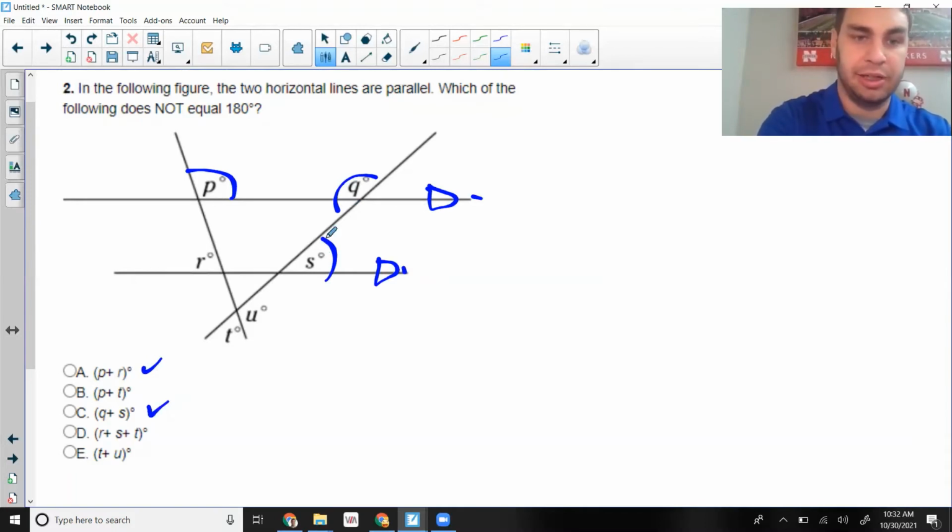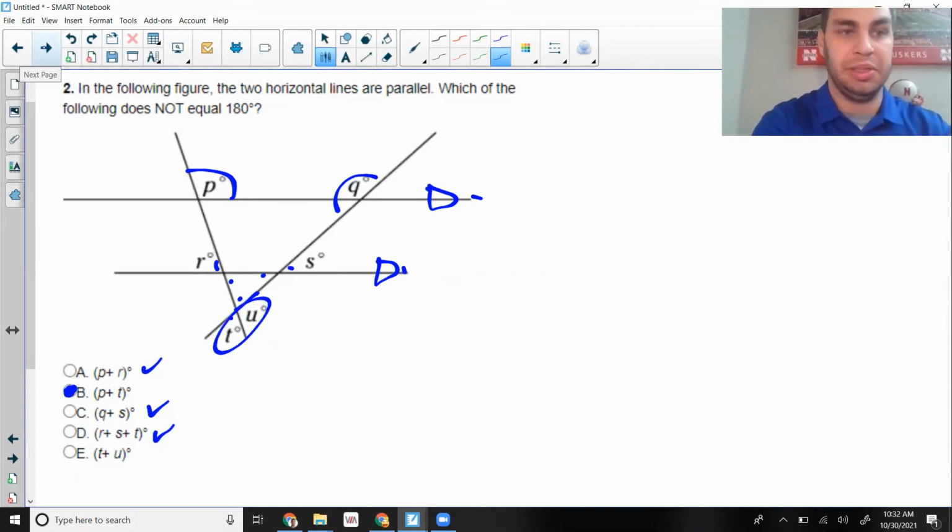R, S, T. Oh, here I'm seeing that these are all kind of around this triangle, and we know that S is a vertical angle with that one, R is vertical there, and T is vertical to this. So because of that, all the angles inside a triangle add up to be 180, so their vertical angles would also work. So I think letter D works. And then lastly, T and U are just a linear pair, which of course by definition is equal to 180. So the one that does not work here is letter B.